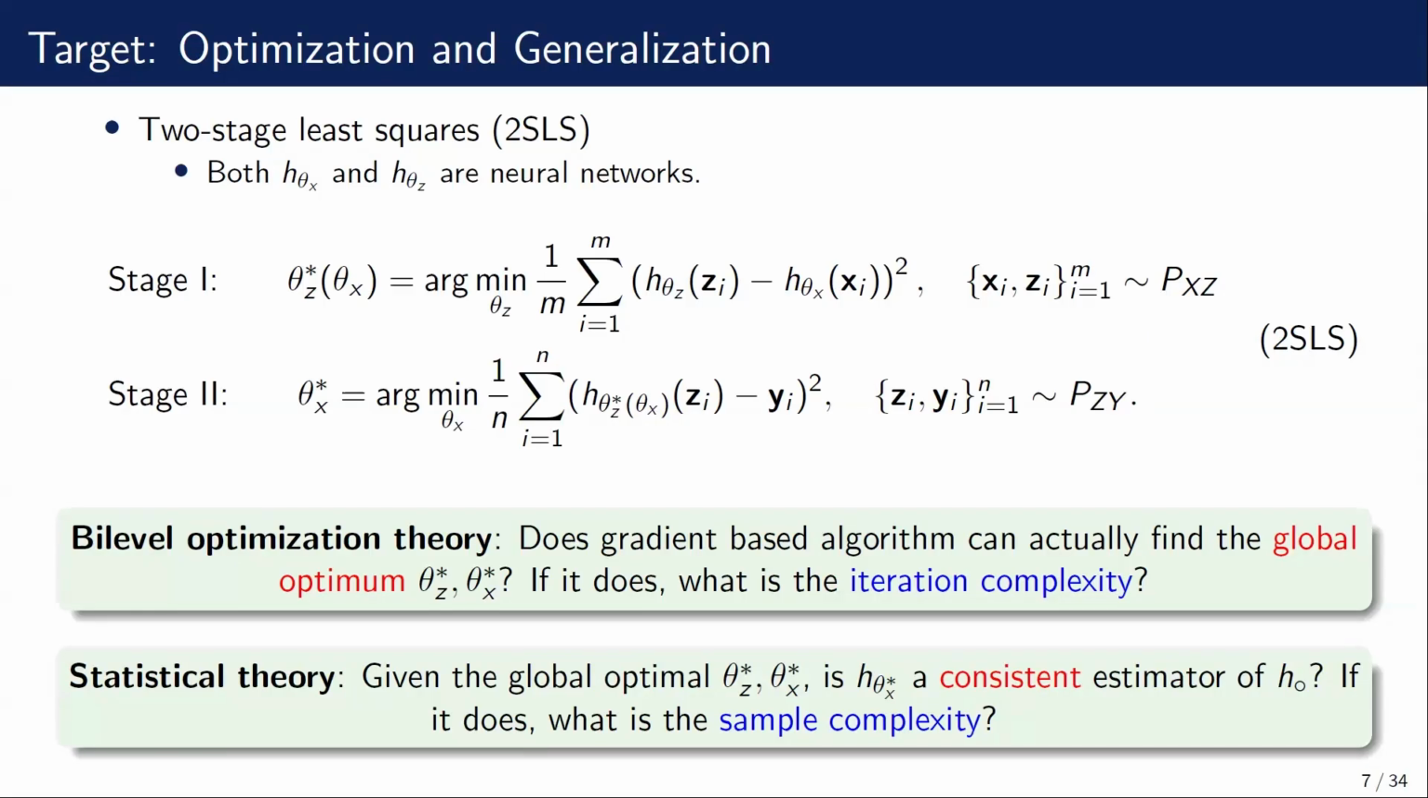Is that clear? So, two sides of the theory. The first side is optimization: how can we find the global minimum? And the second side is generalization: given the global optimum, how well does it generalize to unseen particles? How well does h zeta x star actually approximate h circle?